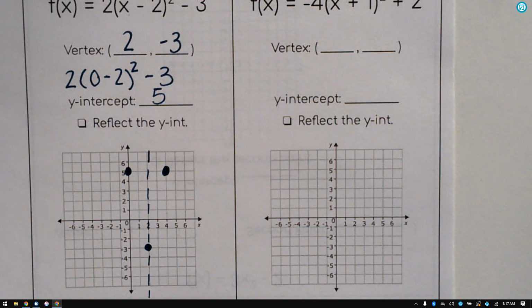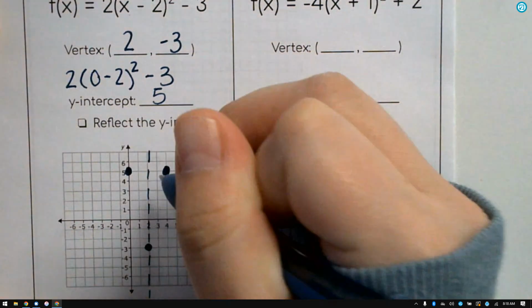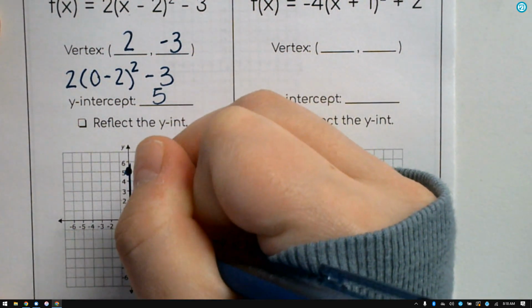Okay, today you're going to get 3 points, and then you're going to connect them. Connect them into a U shape. Don't draw a straight line into a V shape. Connect it into a U shape.